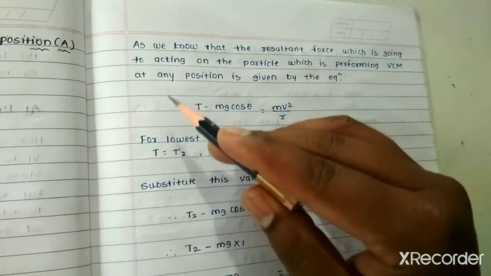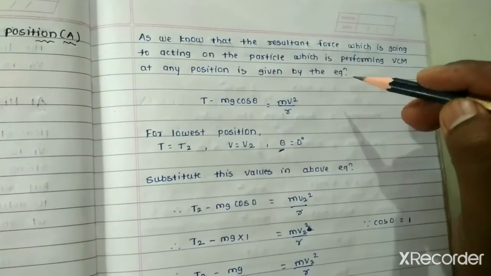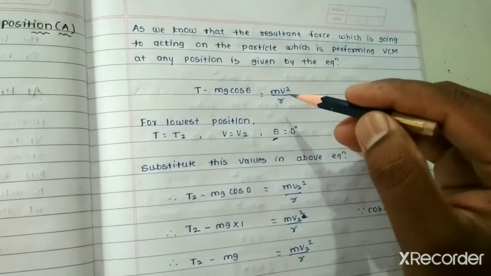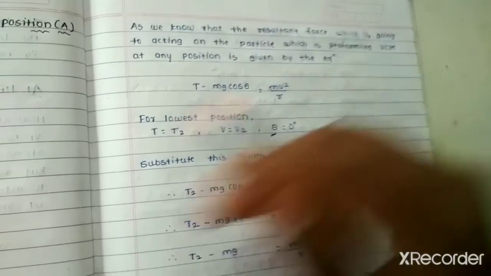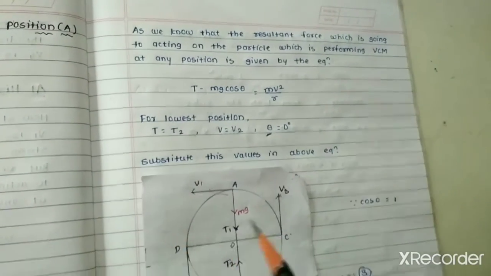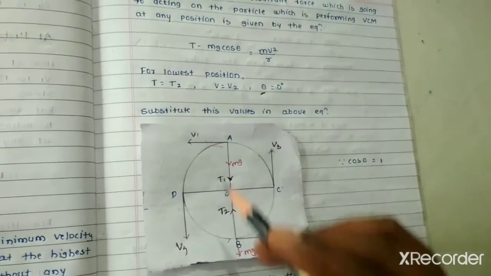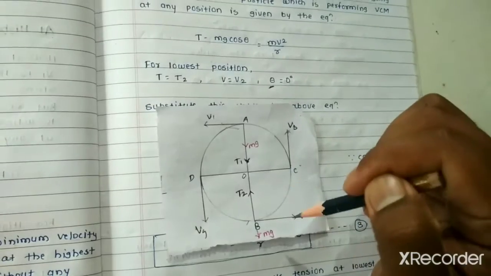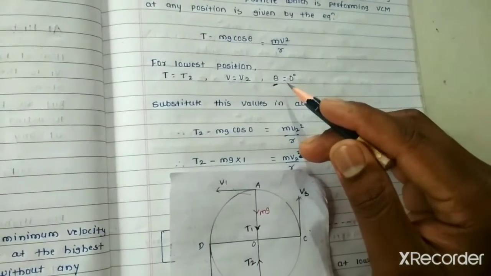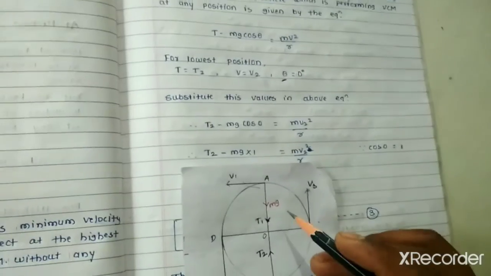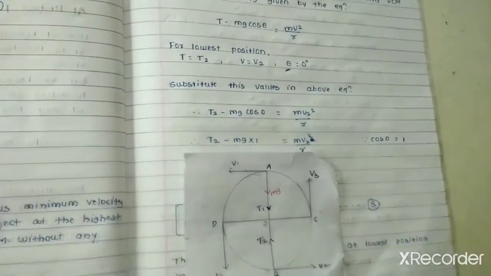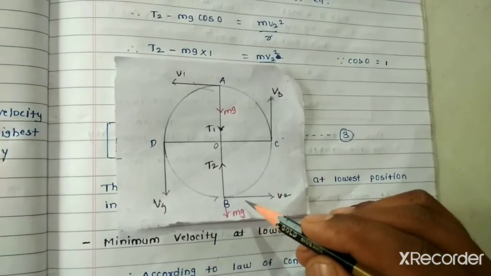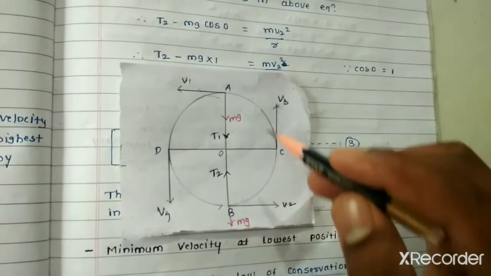As we know, the resultant force acting on the particle performing vertical circular motion at any position is given by the equation we already studied: T minus mg cos theta is equal to mv square upon r. So for the lowest position, that is at point B, T is equal to T2, V is equal to V2 and theta is equal to 0. Why theta is equal to 0? Because we have assumed the particle starts from the lowest position.